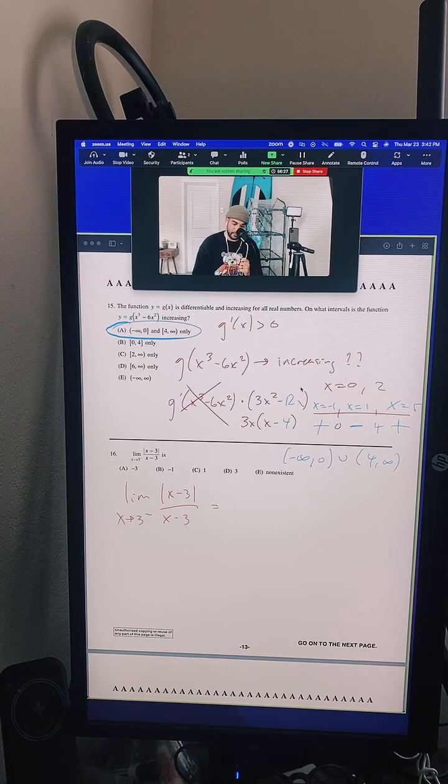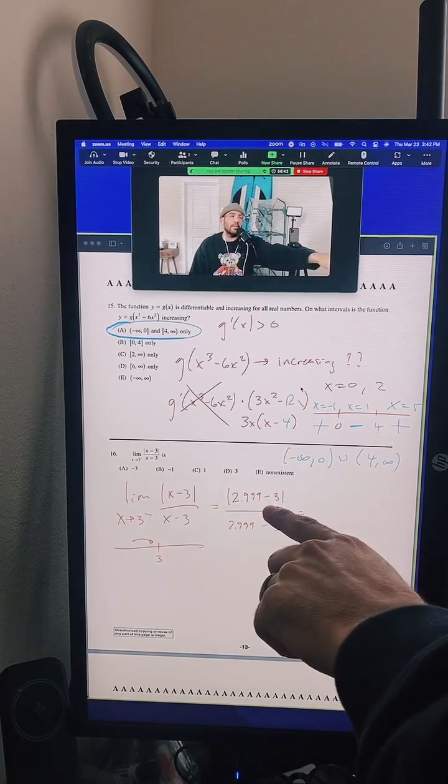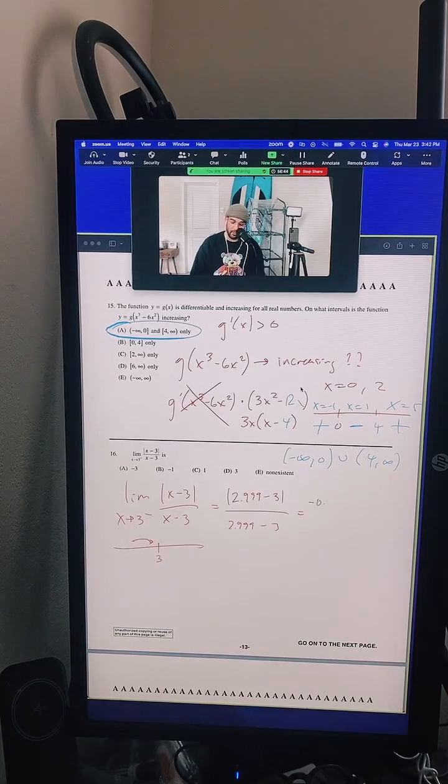So how about, just think about it. If you have a number line here, something to the left of 3 is like 2.99999. So let's plug that in: 2.999 minus 3 over 2.999 minus 3. Now here's the thing. This becomes something really, really small, negative 0.001, but you have the absolute value. So it's still just a positive 0.001. And in the bottom, you're going to get the same thing.